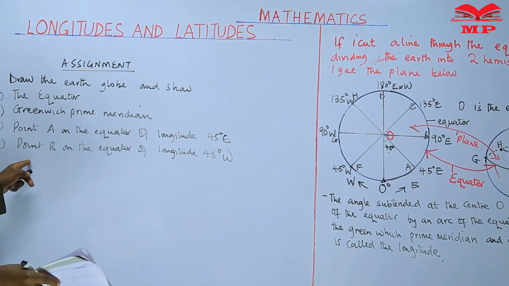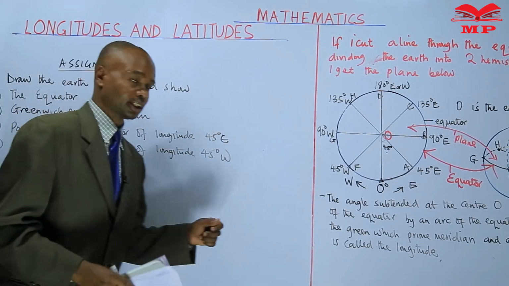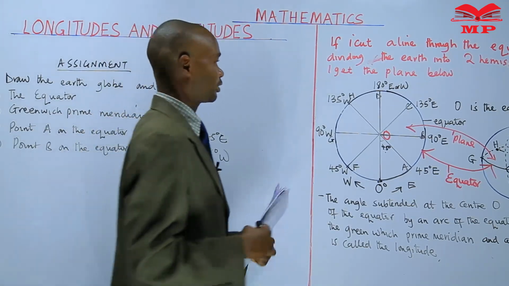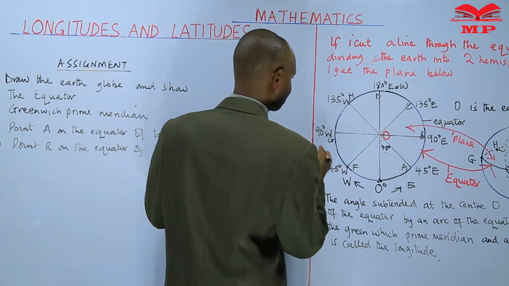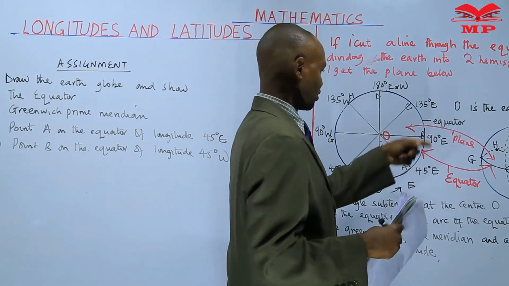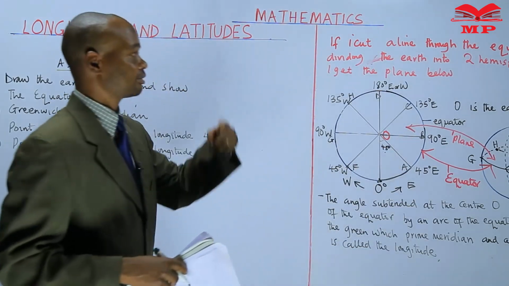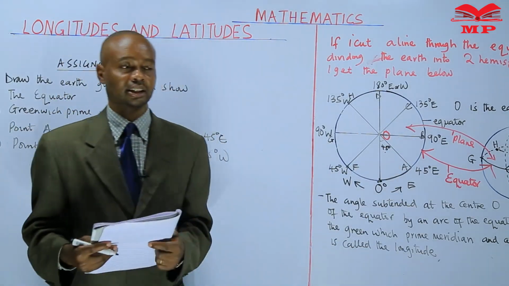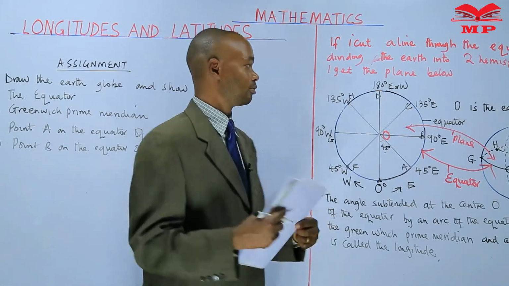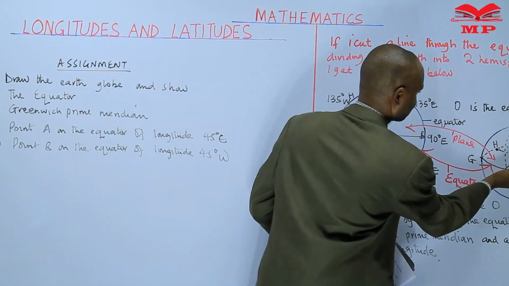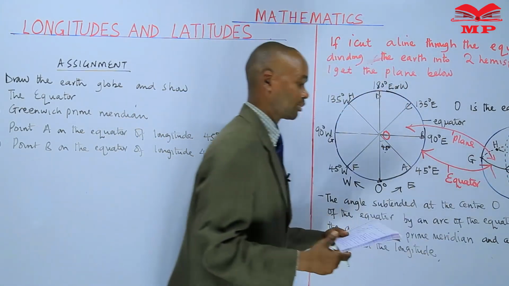When you hear the word longitude, you'll always be moving from west to east, or east to west. But when we come to another word, latitude, which you are not learning now, you'll be moving from north to south or south to north.